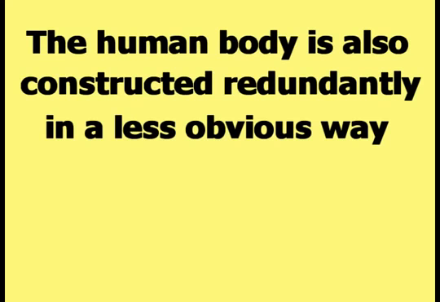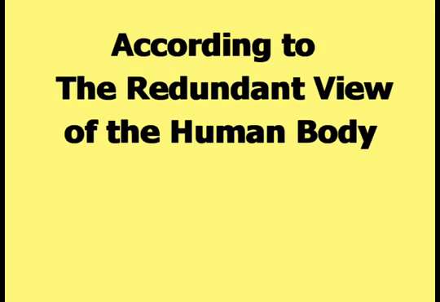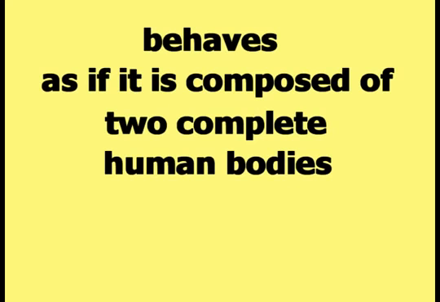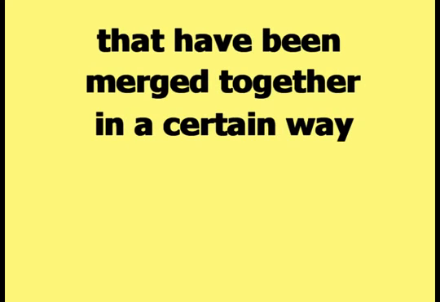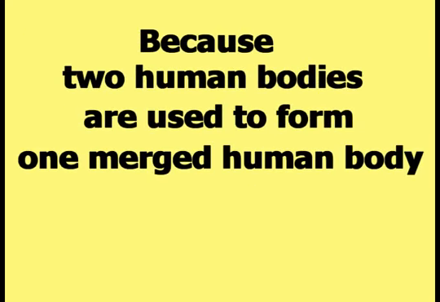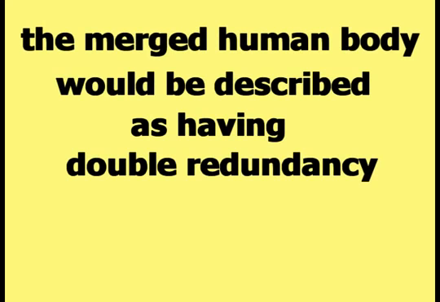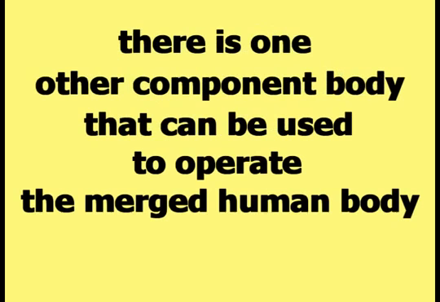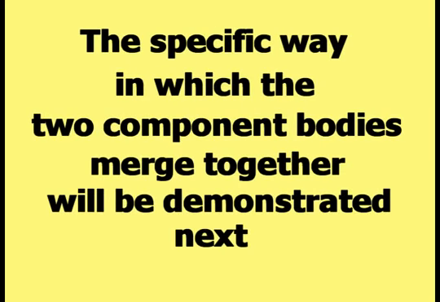The human body is also constructed redundantly in a less obvious way. According to the redundant view of the human body, the human body that an individual sees in the mirror behaves as if it is composed of 2 complete human bodies that have been merged together in a certain way to form the human body that an individual sees in the mirror. Because 2 human bodies are used to form one merged human body, the merged human body would be described as having double redundancy. If one of the component bodies malfunctions, there is one other component body that can be used to operate the merged human body. The specific way in which the 2 component bodies merge together will be demonstrated next.